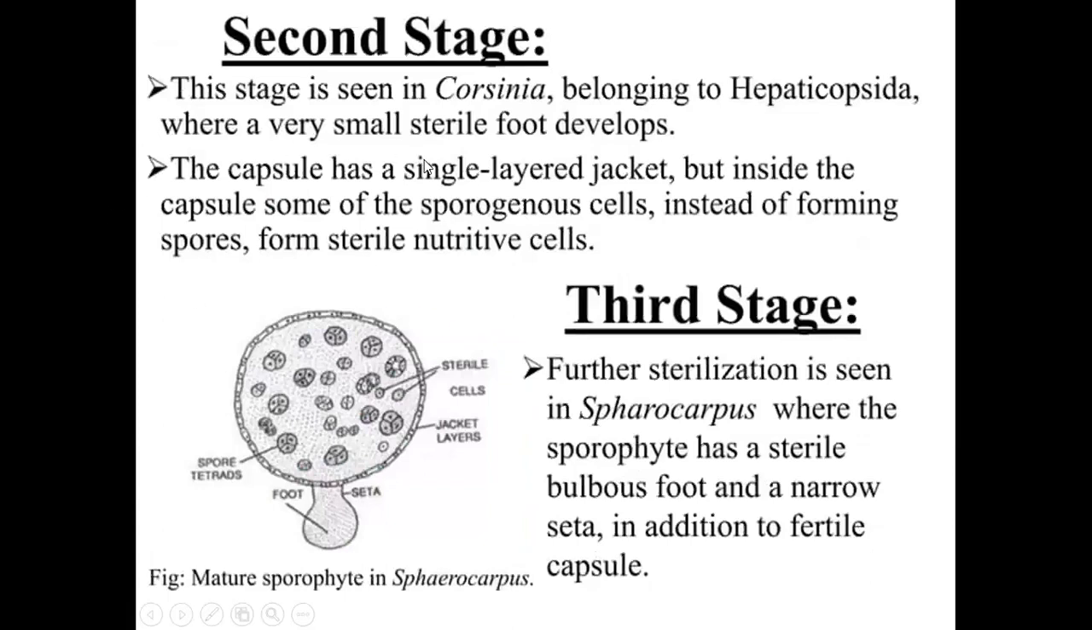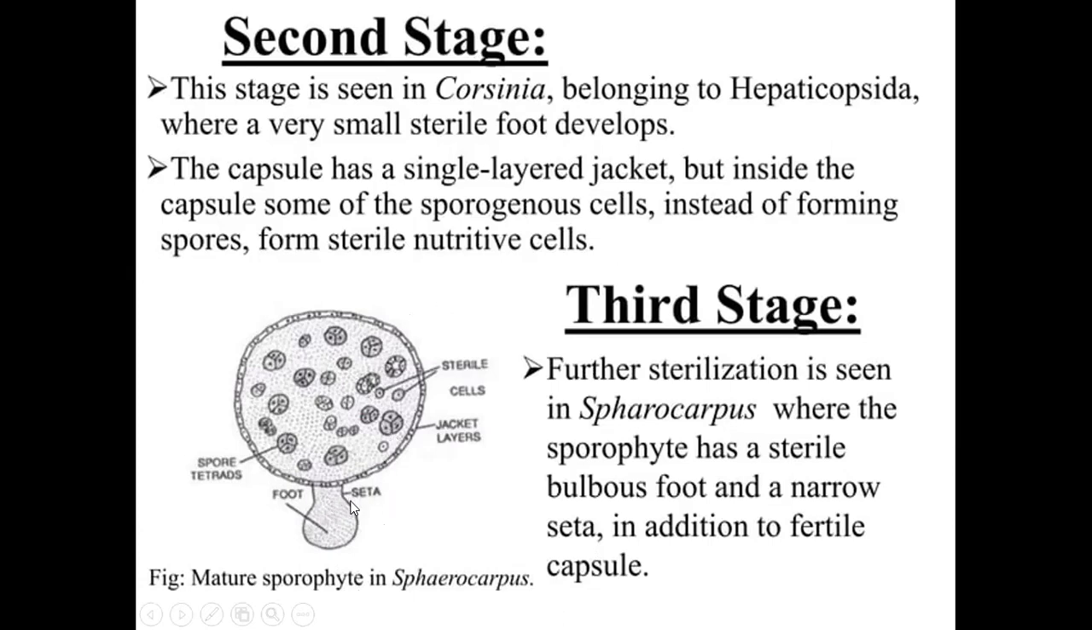Now, when we go to the second stage, that is how the evolution is done. In the first stage, in Riccia, we have seen that only the capsule develops, that is, the sporophyte is represented only by the capsule region. Now, when we move on to the second stage, this stage was seen in Corsinia, belonging to the Hepaticopsida order, where you can see a small sterile foot region develop.